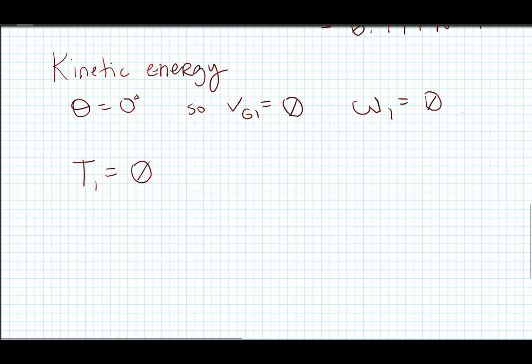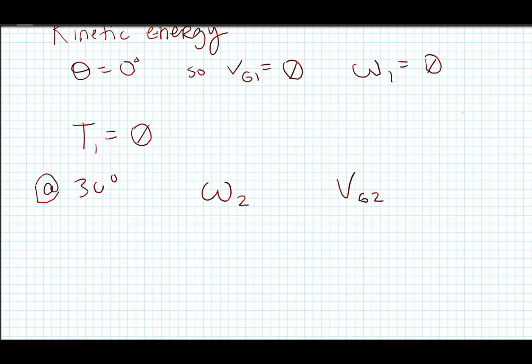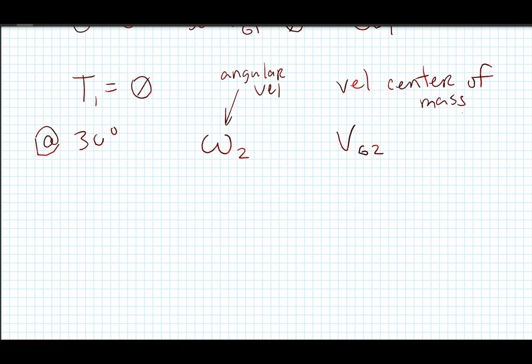All right. At theta being 30 degrees, the angular velocity is omega sub 2, and the velocity at the center of mass is v sub g2.